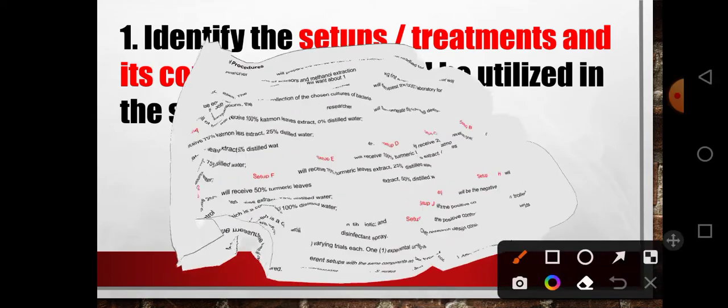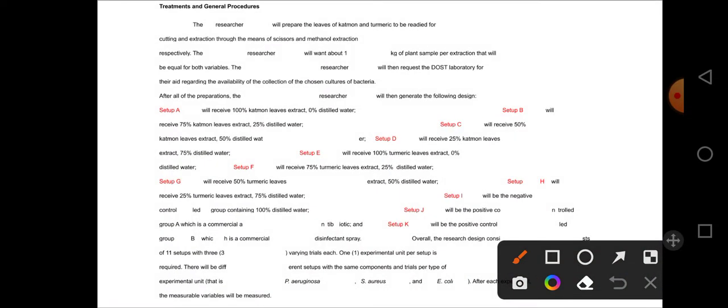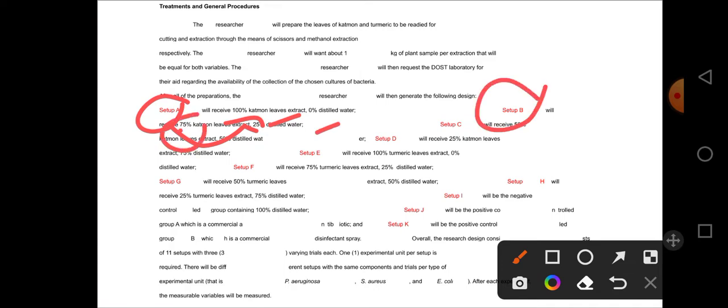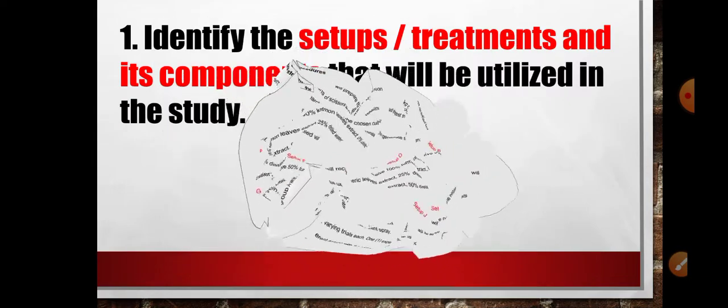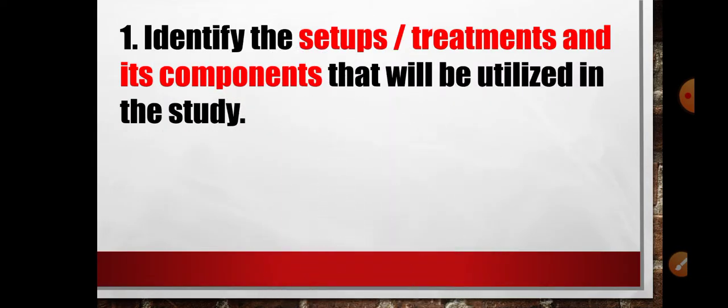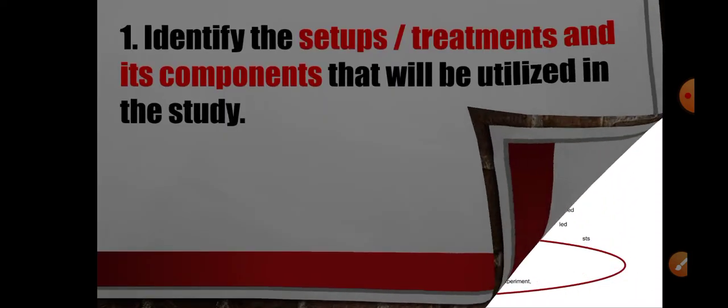So as you can see here, we have the different treatments. Example, setup A. What will be the component of setup A? 100% Catmon D, 0% distilled water. What will be the components of setup B? Okay, 75%, 25%, and so on and so forth. So in the treatments and general procedures part, you will identify the different treatments that will be used in your study, as well as the components present in the said setup or treatment.